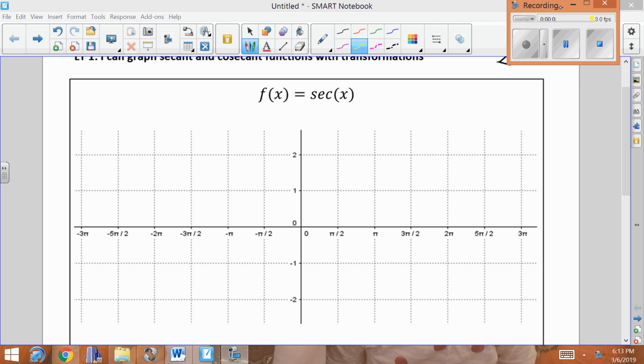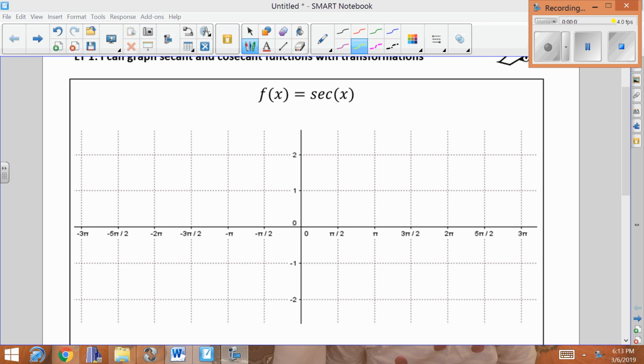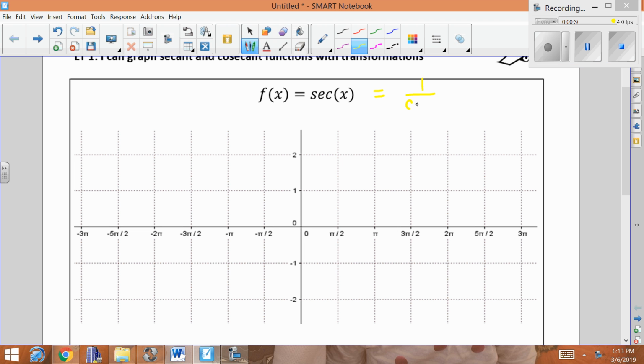Hey guys, I wanted to take a couple minutes and show you how to do the secant and the cosecant graphs. They're going to look a little weird at first, but once you actually get the hang of them, they're actually pretty easy to do if you know how to graph sine and cosine graphs, which we already do know how to do. Big thing to remember when you're doing the secant graph, it's just the reciprocal of the cosine graph. So this is the same thing as 1 over the cosine of x, right? It's just the reciprocal. So if we can graph the cosine, we can definitely graph the secant.